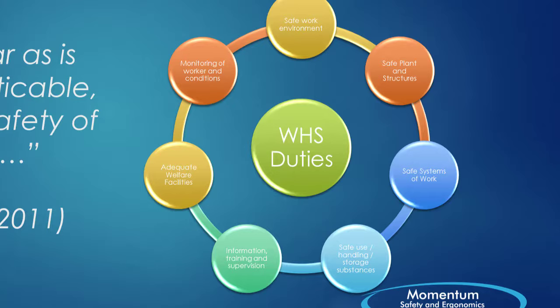You have appropriate processes to handle chemicals and substances, and an appropriate information, training and instruction regime, which will include our induction and training systems. We also need appropriate welfare facilities for workers, such as appropriate drinking water, all the simple stuff like that, and ways of monitoring workers' health and the safety conditions within the business itself. Those are the key duties for the business or undertaking.